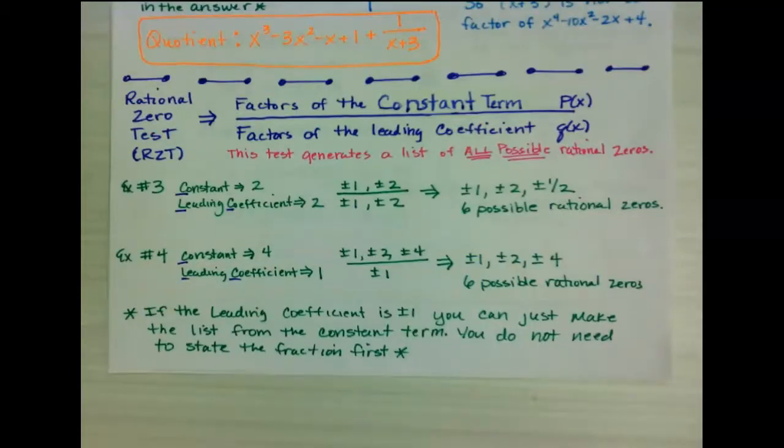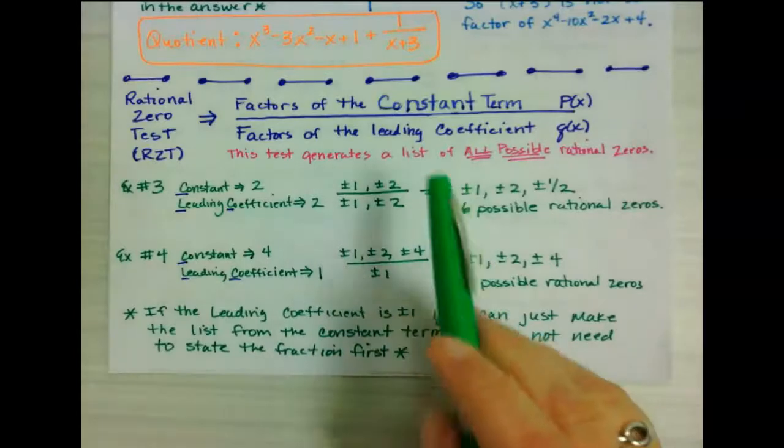So now we're going to talk about the rational zero test. The rational zero test is a set designed to create all possible rational zeros. Remember, a rational is something that can be written in the form of a fraction. And all possible means every one that could potentially be a solution. That doesn't mean that every one of them is a solution, so you do have to test the values.